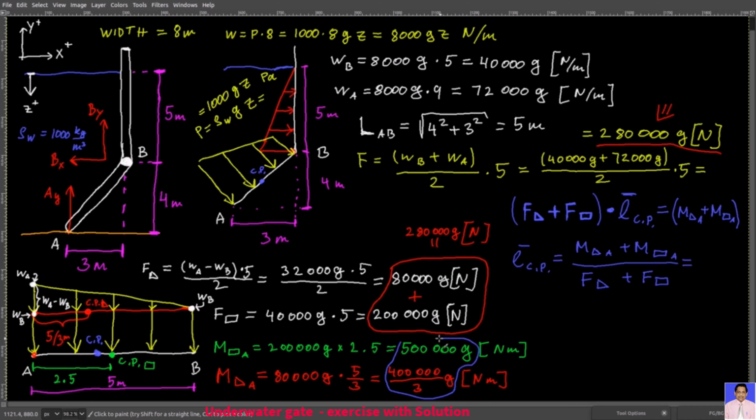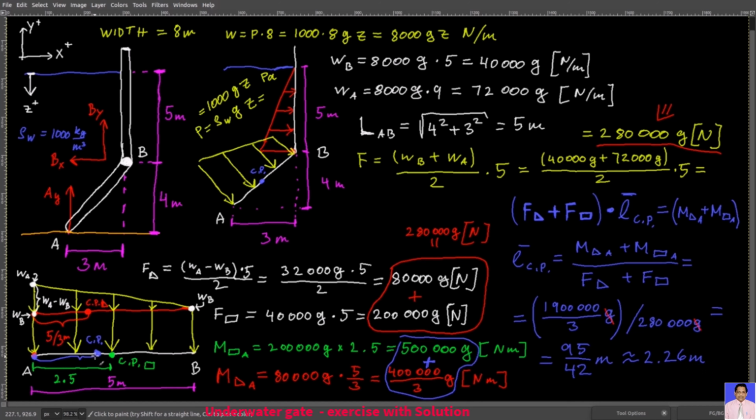Now if you add up these two moments here, then you have this result, and then you would divide it by this total force, which is the sum of these two forces. It's this one here, and so you can cancel out the G's, and so you will have 95/42 meters, which is approximately 2.26 meters from point A. So this distance here is approximately 2.26 meters, and essentially this is the point through which this total force goes.